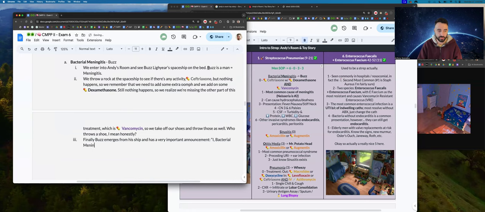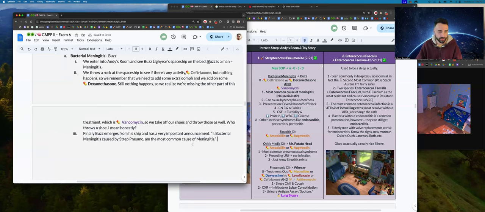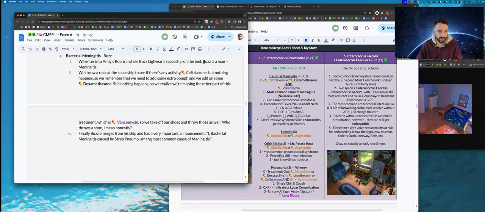Bacterial meningitis caused by strep pneumo, and the most common cause of meningitis. The other type of meningitis that's number two is Neisseria, but that is gram negative. All right. So that's just kind of something we have to remember.